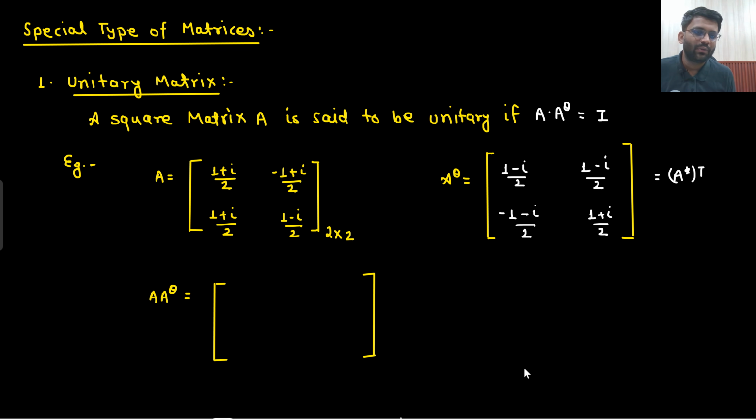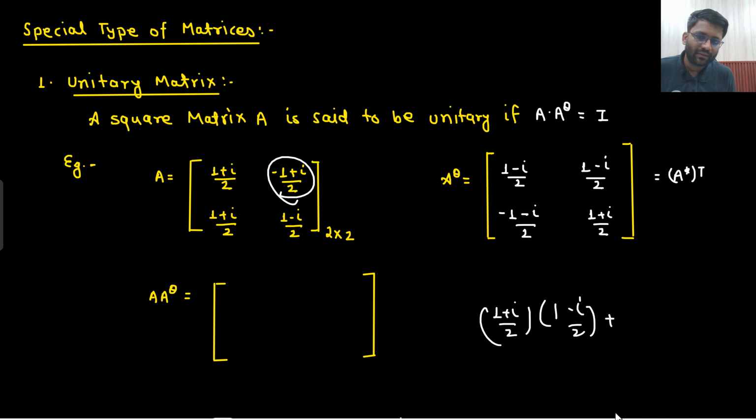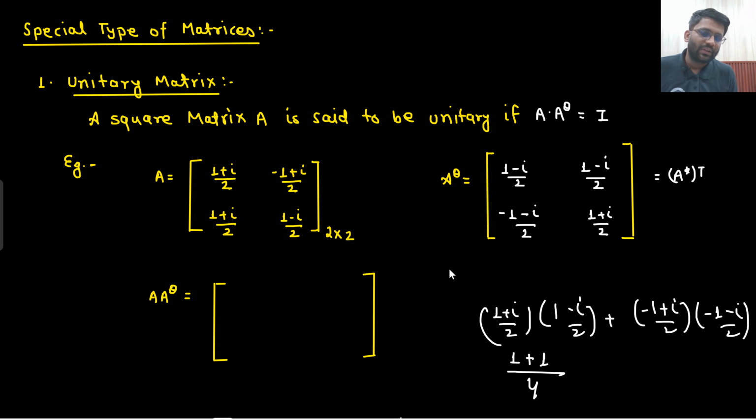So how to do the multiplication? This element will be multiplied with this one: 1 plus I divided by 2, 1 minus I divided by 2. Then this element will be multiplied with this one: minus 1 plus I by 2, minus 1 minus I by 2. Right? So 2 and 2 multiply to 4. A plus B, A minus B gives A square minus B square. What is I square? I square is minus 1. So this will become 1 minus I square, which is 1 plus 1.